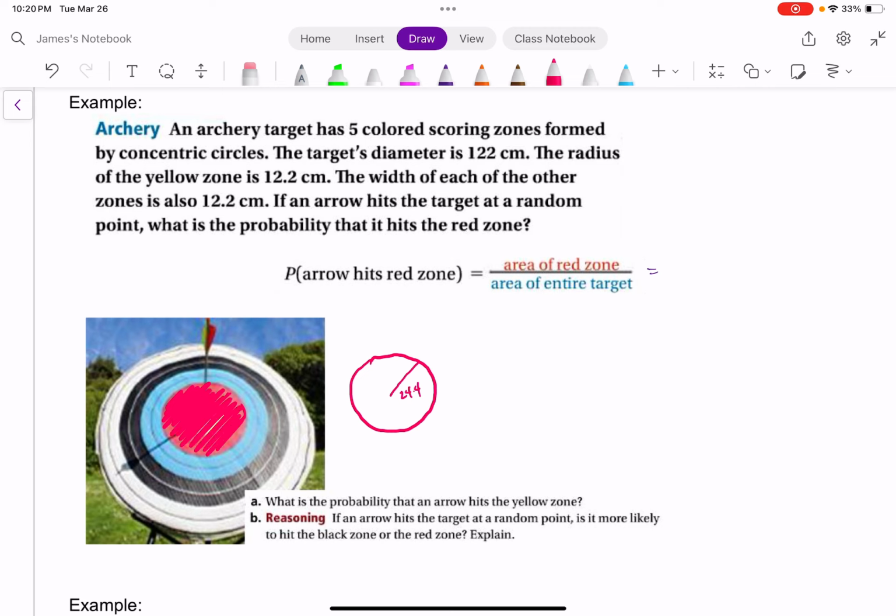Okay, so the area of this whole thing right there would be 24.4 squared times pi. Okay, now that is, if I look at my target though, that is not the red section, because the red section is just that right there. So I need to remove the yellow from that. Okay, so I'm going to find the area of the yellow.